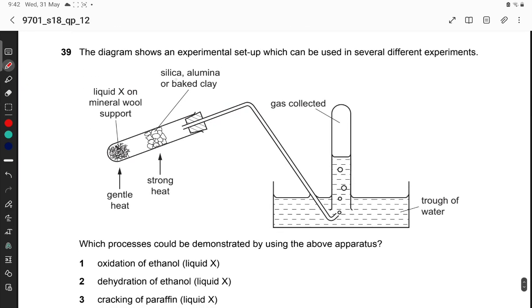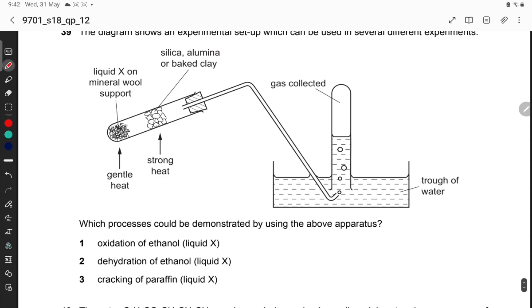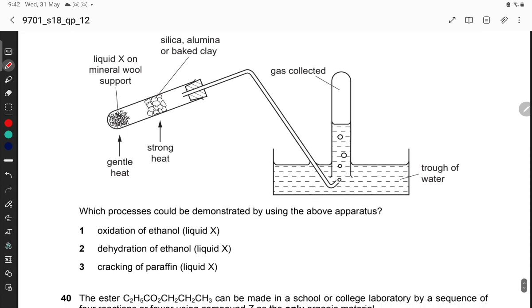Question number 39. The diagram shows an experimental setup which can be used in several different experiments. This is liquid X. Silica, alumina, baked clay, gas collected. Liquid X can be, this is the dehydration of ethanol apparatus, and C2H4 is formed. So dehydration of ethanol or cracking of paraffin. In both cases C2H4 is formed.